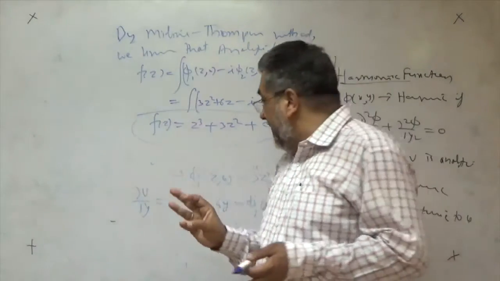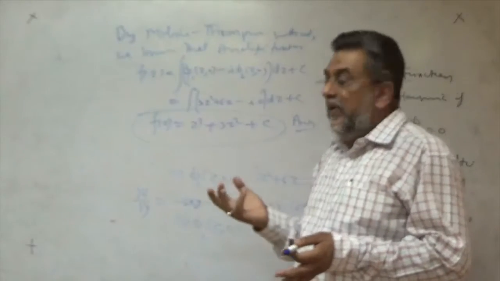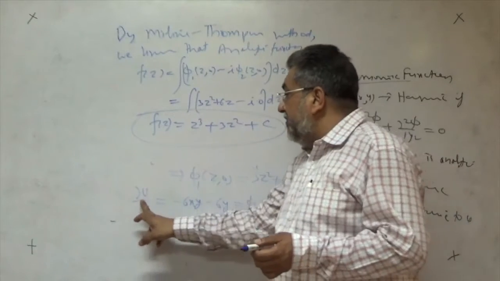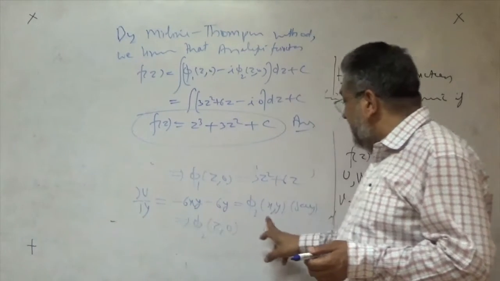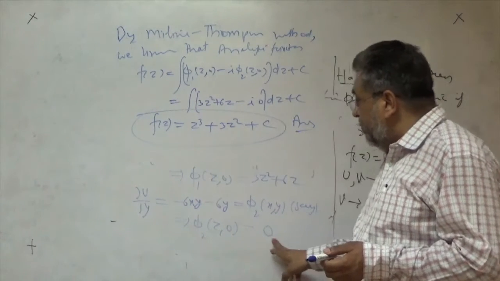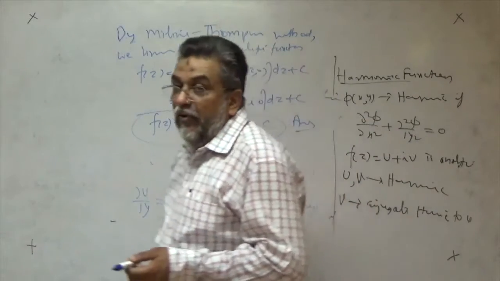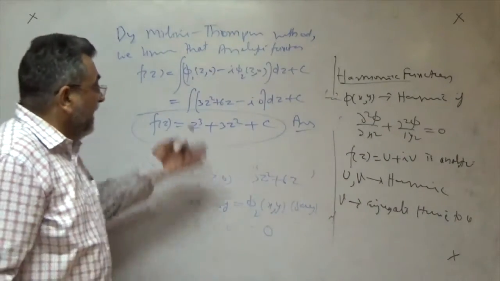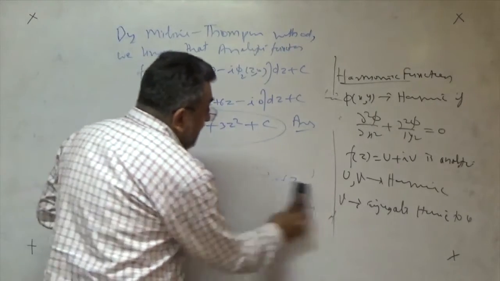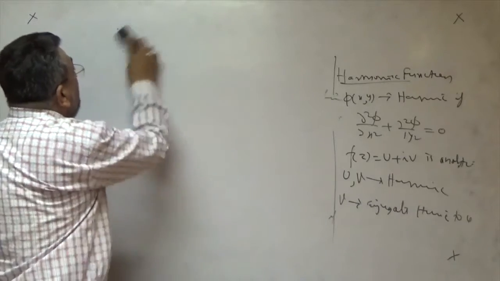First, I take del u by del x and assume this as phi 1 of x, y. From here we obtain phi 1 of z, 0. Then we take the partial derivative of u with respect to y, take this as phi 2 of x, y, and by putting x equal to z and y equal to 0, we obtain phi 2 of z, 0. Now substitute these two values in the given formula of the Milne-Thomson method, and we can obtain the required analytic function. This was the first example of construction of an analytic function when the real part is given.